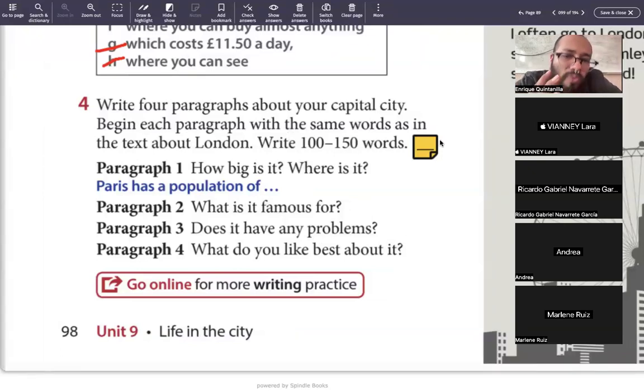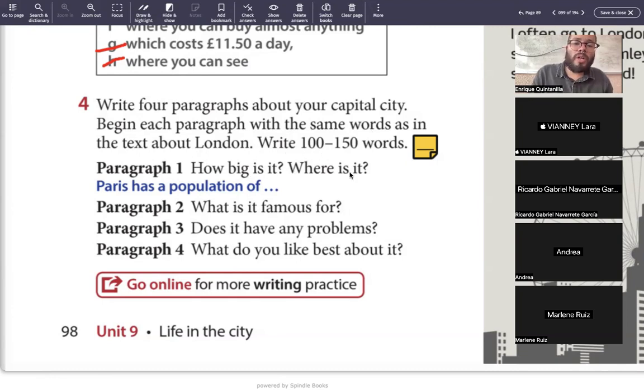So write 4 paragraphs about your capital city. Yeah, your capital city or another city that you like, you know. Not necessarily your capital city where you live, but it can be a different one here in Mexico or in another country. If you know that city very well, you can describe it, you can write about it. Yeah. Begin each paragraph with the same words as in the text about London.